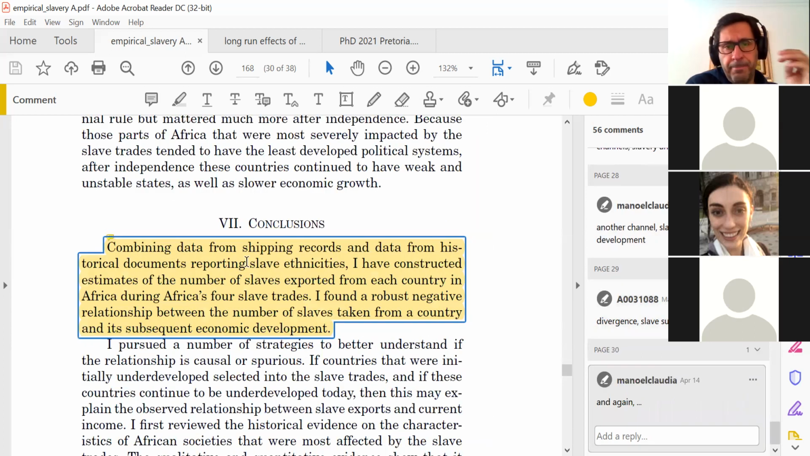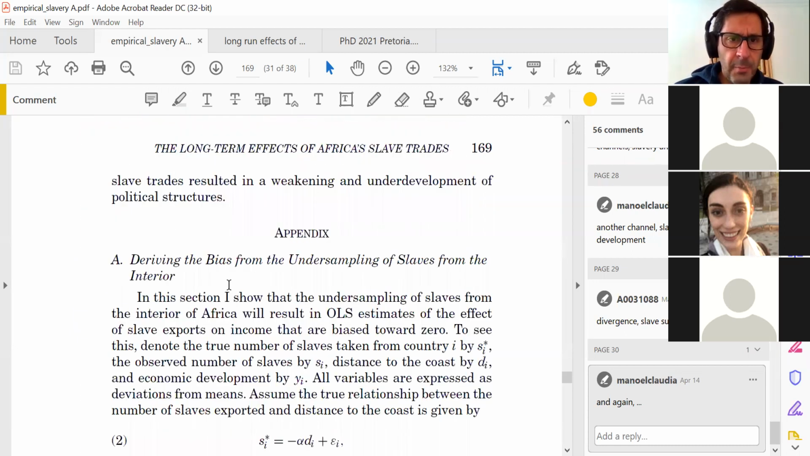Combining data from shipping records and data from historical documents, he is just repeating what he has said in the abstract and in the introduction. He's constructed estimates of the number of slaves exported from each country in Africa during Africa's 4 slave trades. And he finds a robust negative relationship between the number of slaves taken from a country and its subsequent economic development. So again, he's using a historical variable, the number of people exported during the 4 slave trades, against contemporaneous development. Okay. And I think that's pretty much it, folks.